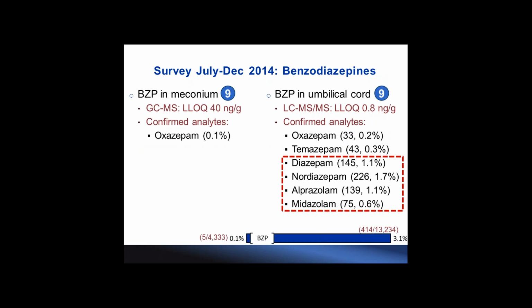I will close the analytical part with benzodiazepines. You might have noticed that the positivity rate in meconium is much less than that in umbilical cord. The reason for that is that there are many more analytes we included in umbilical cord. But if we're looking at just oxazepam, the positivity rate is very comparable.